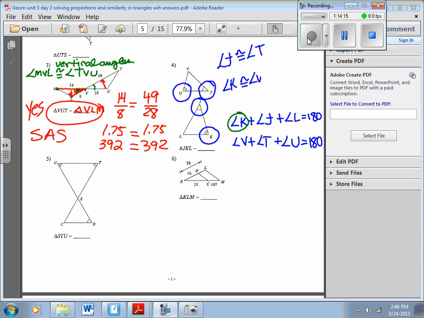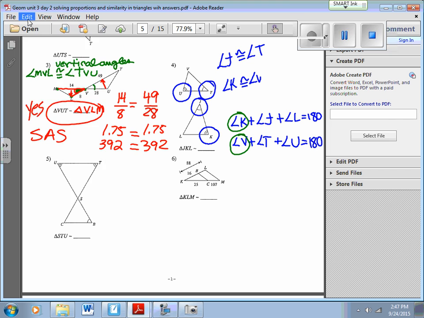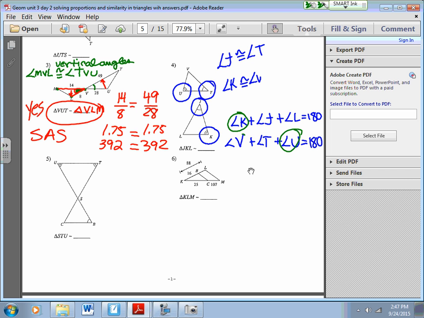Does everybody agree that K is congruent to V? Oh, no, K is not congruent to angle V. K is congruent to angle U. Sorry about that. And J is congruent to angle T. Does this make sense? These two added up together should equal the same as these two added up together since they're both equal to each other.